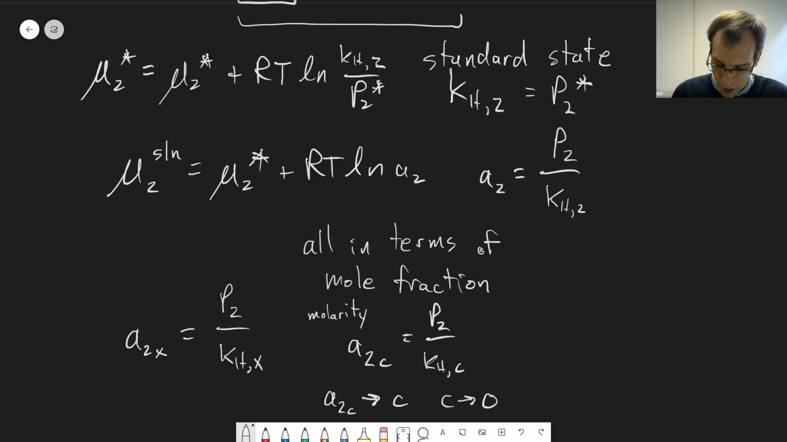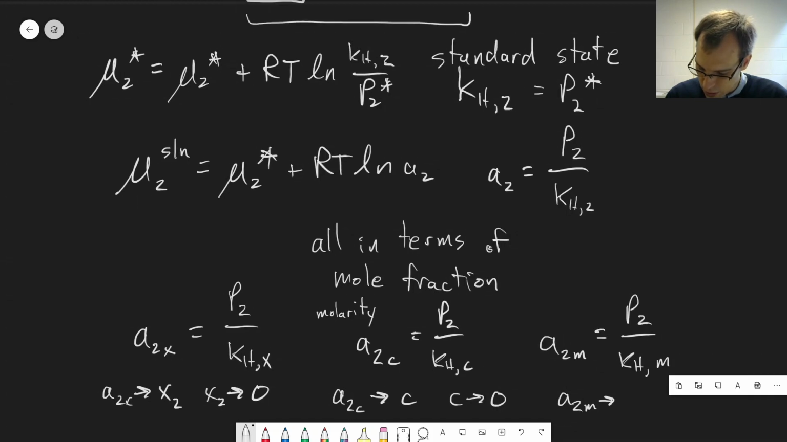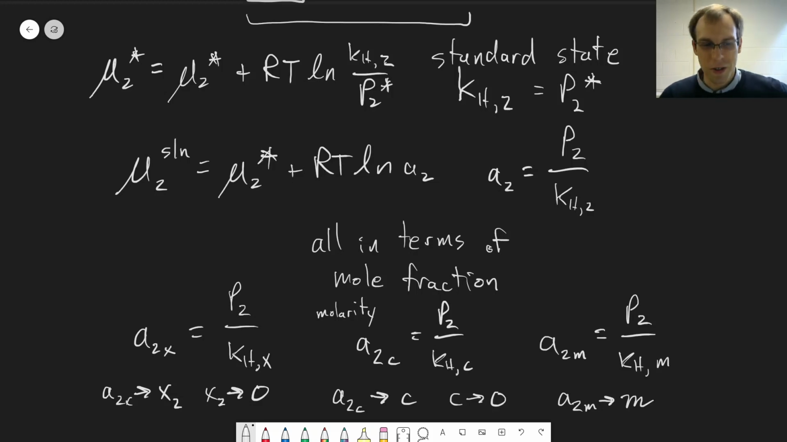In this, for our mole fraction, it's instead that A2x approaches the mole fraction as the mole fraction goes to 0. And we can also define this in terms of molality, which we write A2m is equal to P2 over KH written in molality units, and same limiting behavior. At low concentrations, this approaches the molality, which we'll write as m, or we can also write it as a kind of cursive m, as the molality approaches 0.